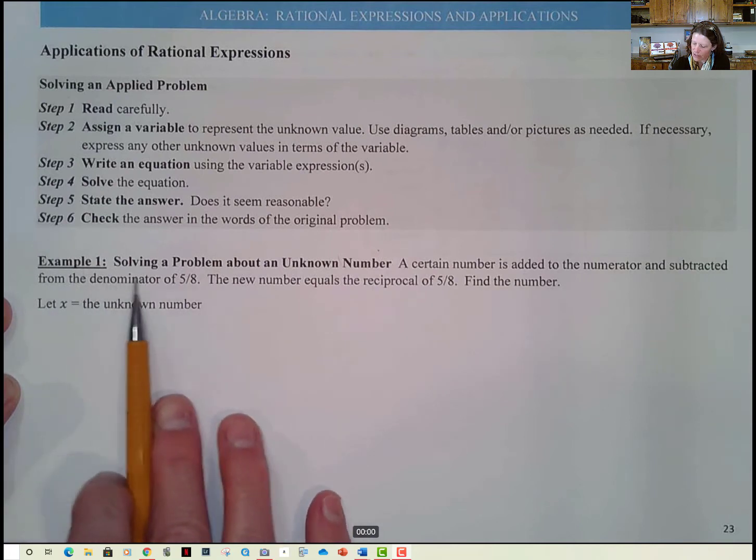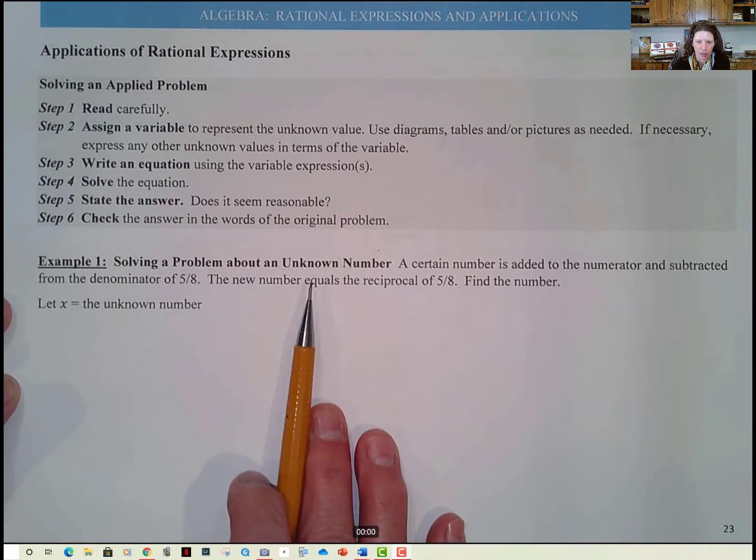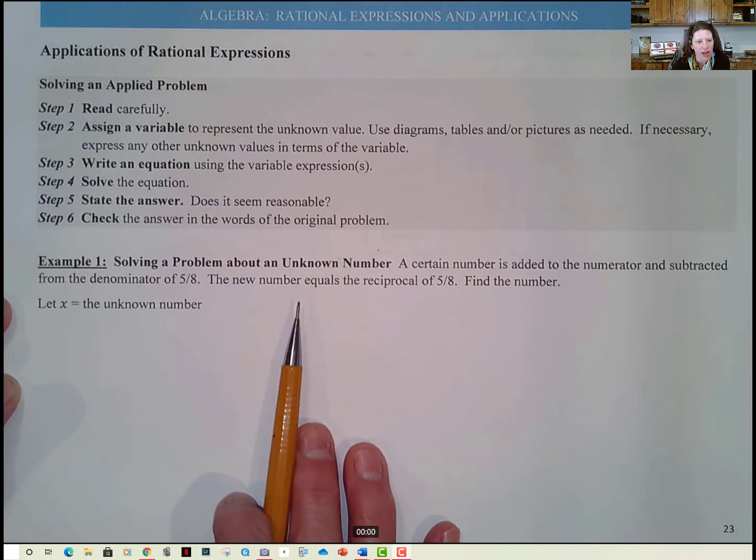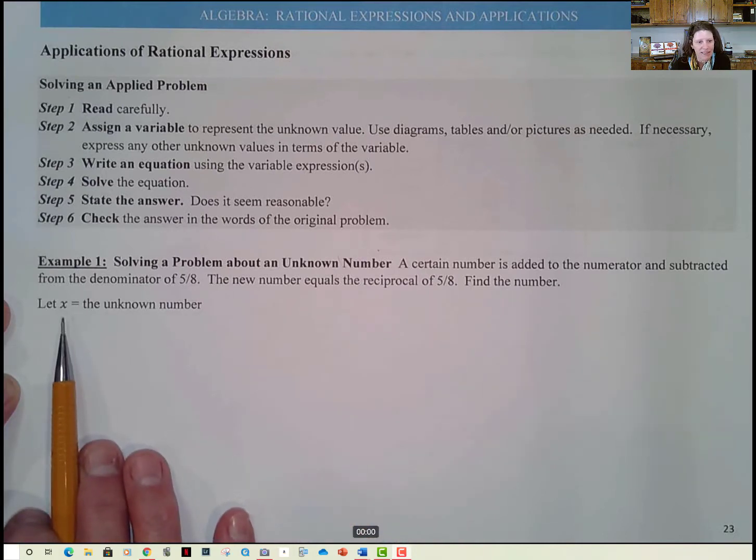In example 1, we're going to solve a problem about an unknown number. A certain number is added to the numerator and subtracted from the denominator of 5/8. The new number equals the reciprocal of 5/8. Find the number. Well, let's define our unknown, or let x represent the unknown number. We've assigned the variable x.